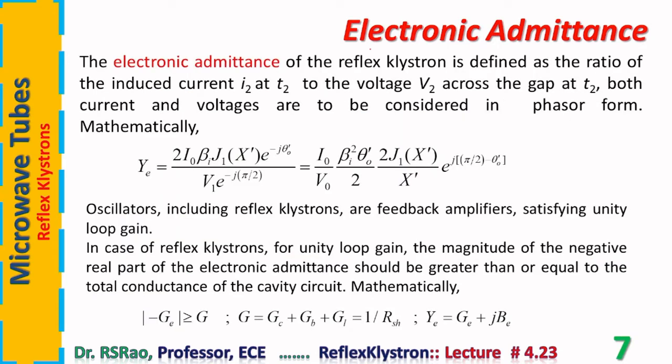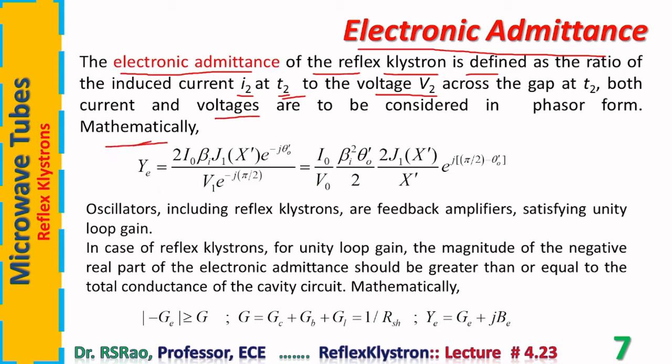Now we move to another aspect pertaining to klystron oscillators, electronic admittance. The electronic admittance of the reflex klystron is defined as the ratio of the induced current I2 to voltage V2 across the gap. And these two quantities are to be considered at one instant. That instant is at t equal to t2. Here current means phasor current, voltage means phasor voltage.